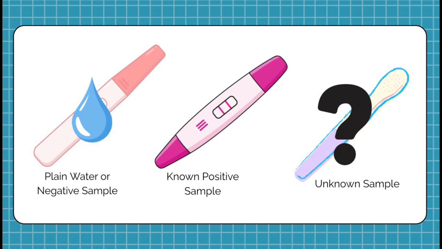In the negative control, you expect to see no line appearing on the test strip. On the positive control, you expect to see a line appearing. Here's the cool part. Most home test strips actually have a built-in positive control line. That is the line that always appears whether you're positive or negative. It's just there to prove that the test strip is working. If that line doesn't show up, the test is invalid.